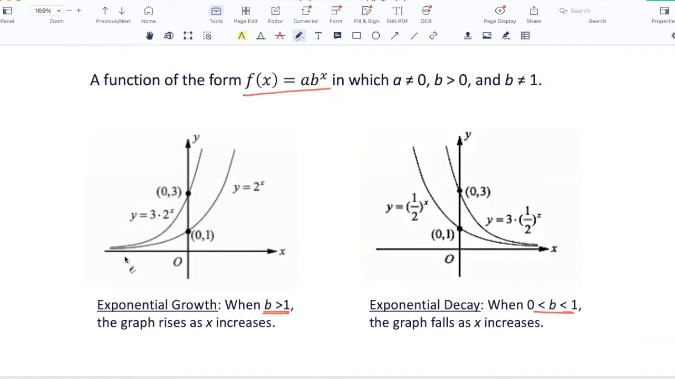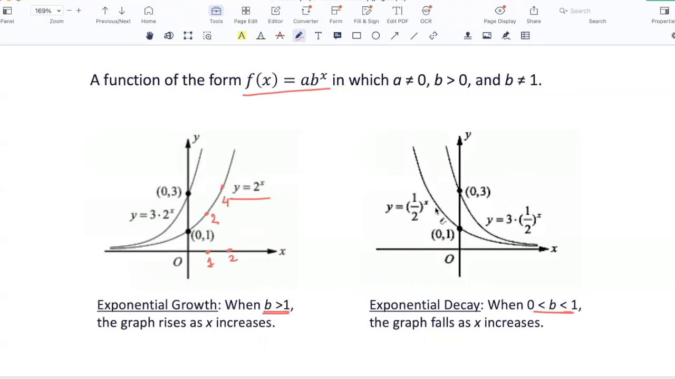So for example, here you have the graph of y is equal to 2 to the power x. So you can see that at x equal to 0, y would be 1. So the y-intercept is 1. At x equal to 1, y would be 2. At x equal to 2, y would be 4, and so on. So as x increases, y increases quite rapidly, and so the graph increases rapidly, right?